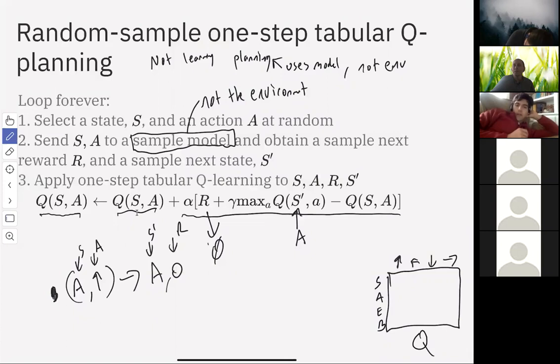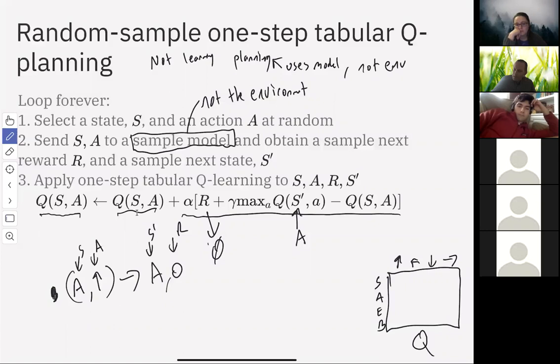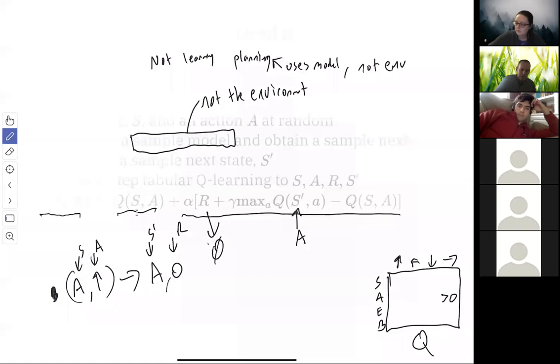However, we're going to loop again. If we loop again, and we happen to choose the state of A and going right, that's going to give us a reward of one. And so that will allow us, if we're in the state of A and go right, to update this Q to be greater than zero. And we could do this with only, right, we took this one real episode.